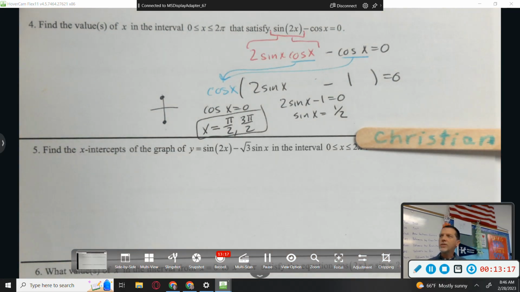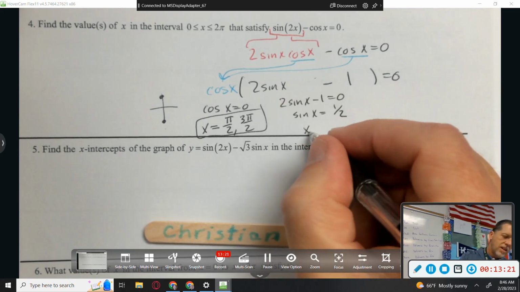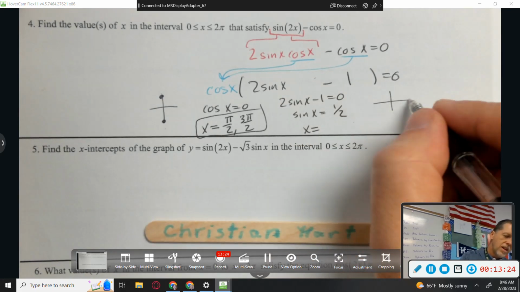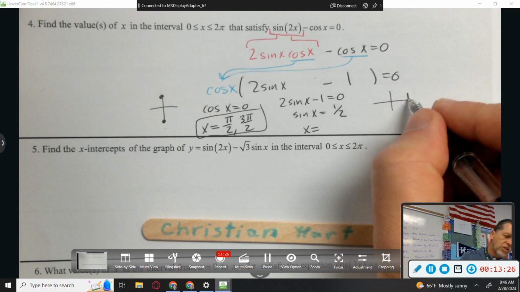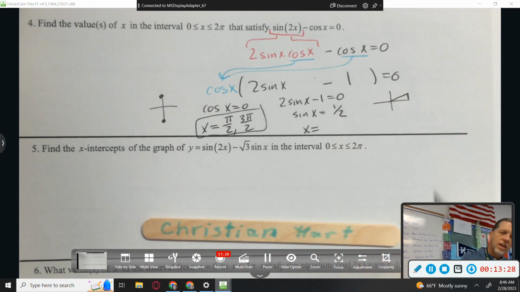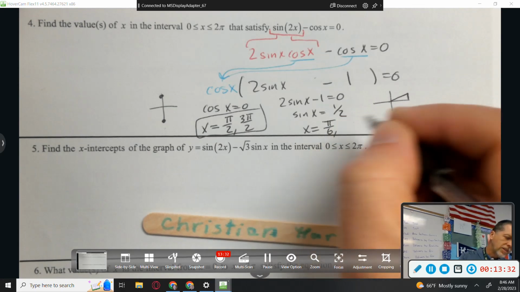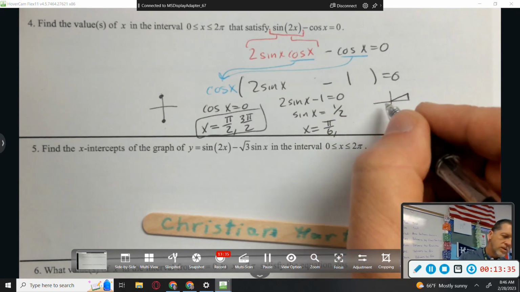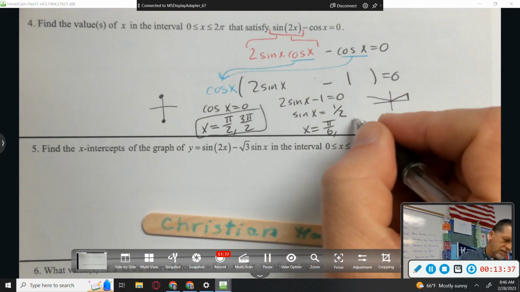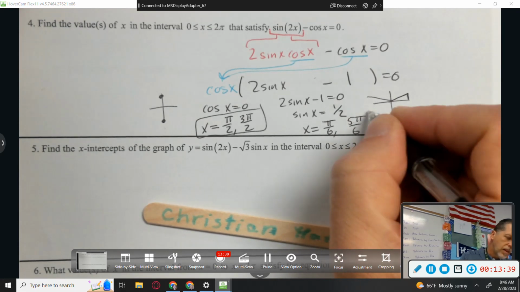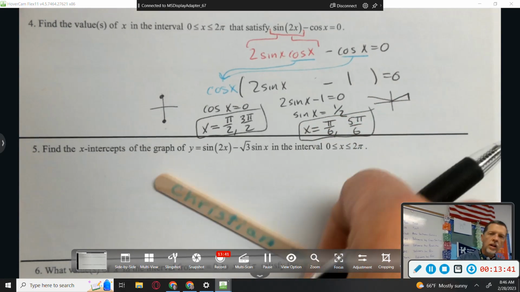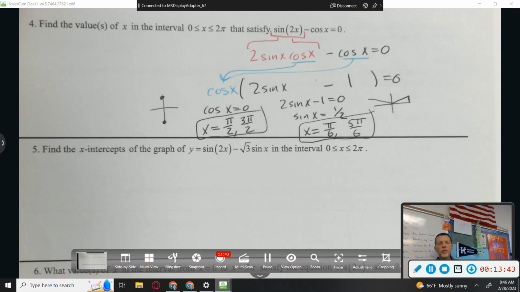Christian, where's sine equal to 1/2? Let's see, 1/2 is the short side. Pi over 6. And then where else? Good. So first step was this lesson. The rest of the steps were last unit.